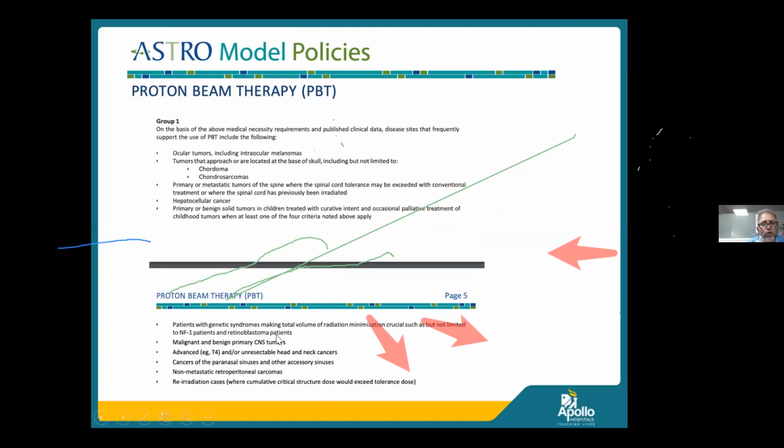Also included are the genetic tumors where there is a very high risk of radiation-induced toxicity, both malignant and benign primary brain tumors, and advanced head and neck cancers. Classically in head and neck cancers, the paranasal sinuses and the unilateral head and neck cancers in the oral cavity were classic indications of proton, and the salivary gland tumors as well, retroperitoneal sarcomas, and of course the re-radiation.